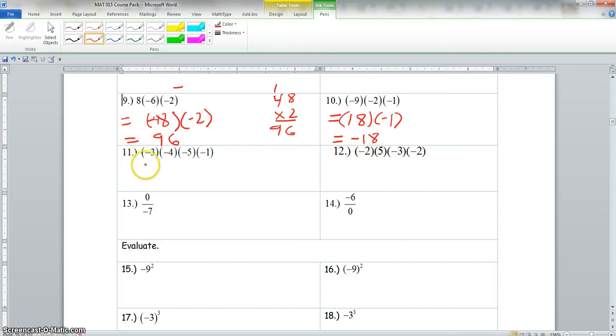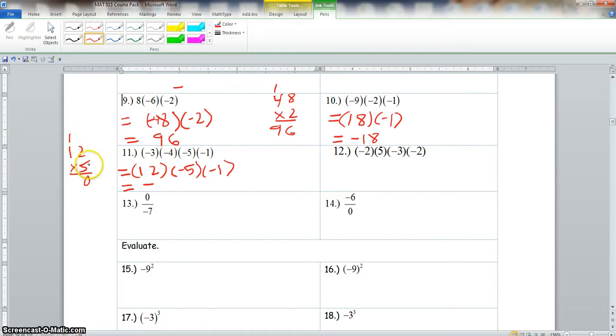Now we come down here to number 11. We have a negative times a negative, which gives us a positive. So that's positive 12 times negative 5 times negative 1. Now we have a positive times a negative, which we know is negative. 12 times 5, I'll go off over here to the side. 5 times 2 is 10, carry our 1. 5 times 1 is 5, plus 1 is 6. So we know this will give us a negative 60.